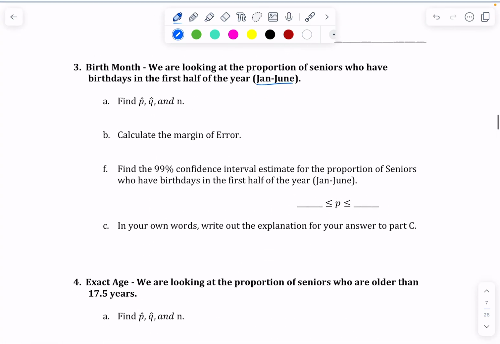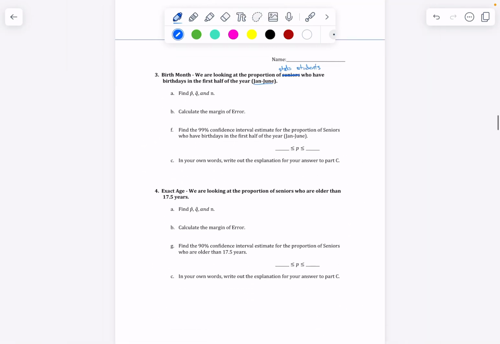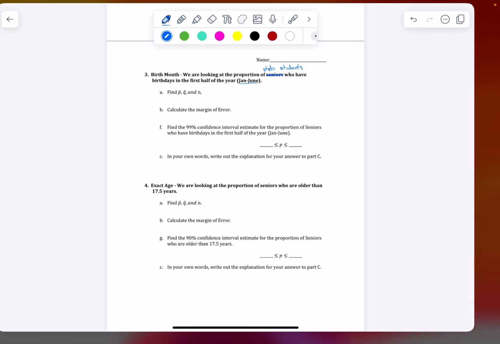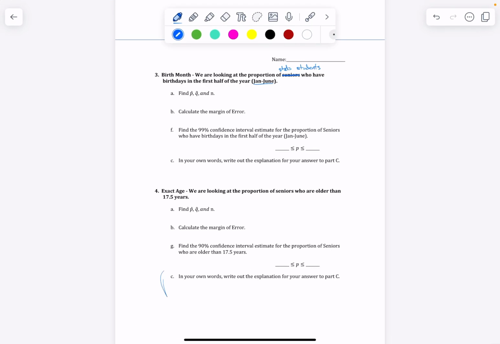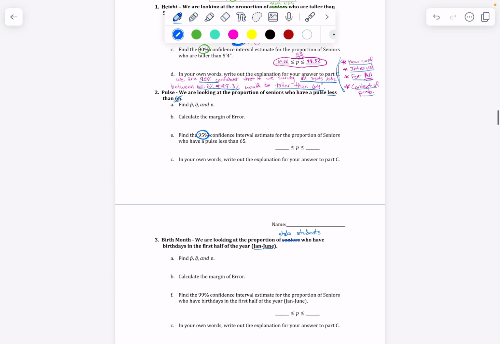Keep in mind, or fix this: it's not seniors, it's stats kids or stats students. So fix that for all of these because it's not just seniors. There's 3 of you that are juniors in here. So fix that for each one, especially when you're doing your explanation. And hopefully that is okay. All right. So use the rest of the time in class to work on those last 3, and that is all.